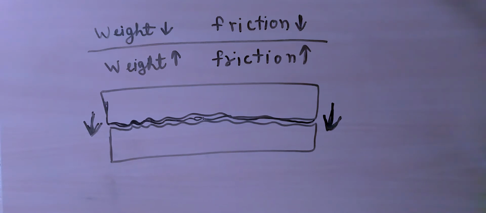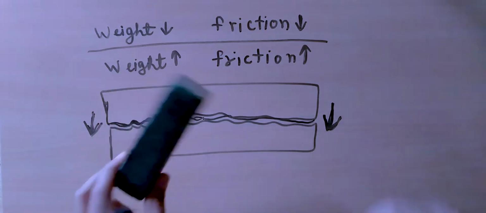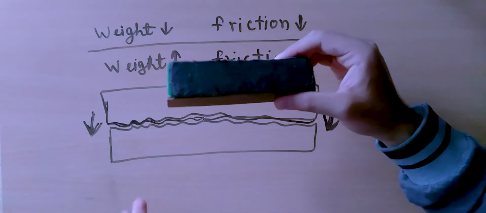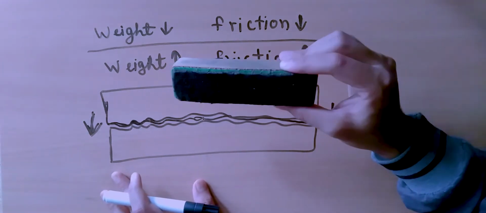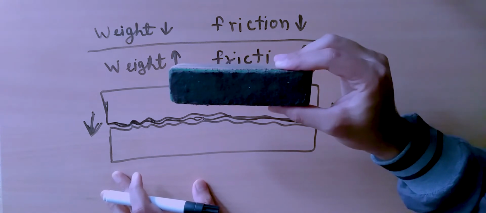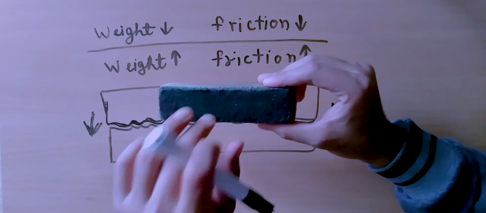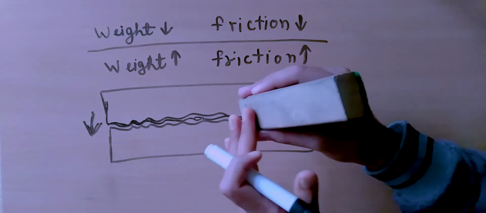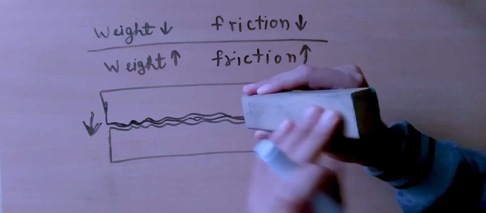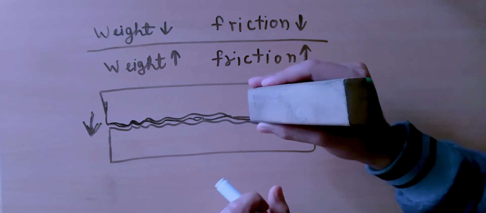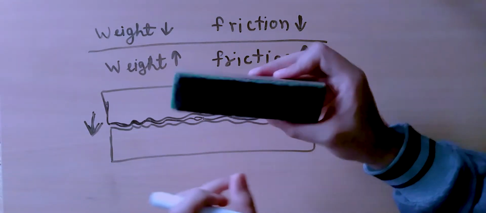So what I'm going to do is I'm going to take here the duster as my first object, and obviously the second surface will be the table, and I'll pull the duster using a rubber band. And what I'll do is I can increase the weight of this duster by putting some object on top of it. So I won't be changing the surfaces. The surface will remain this duster and the table. But what I'll be increasing is the weight of the duster by putting some objects on top of it.